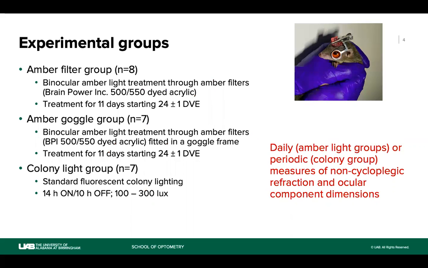To answer this, we raised two groups of animals. The filter group of 8 animals received binocular amber light treatment through amber filters at the top of the cage for 11 days. The goggle group of 7 animals received treatment through the same amber filters fitted in a goggle frame. We compared refraction and ocular component dimensions in these two groups with standard colony raised animals.